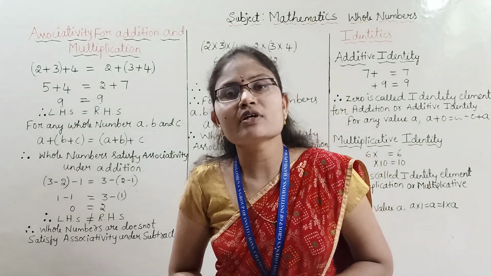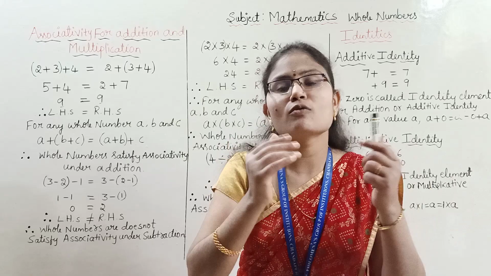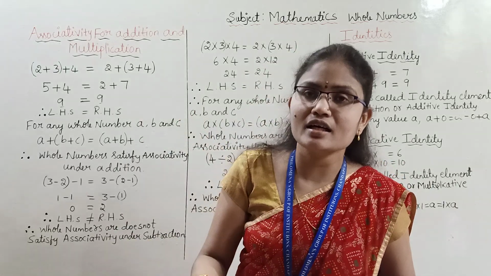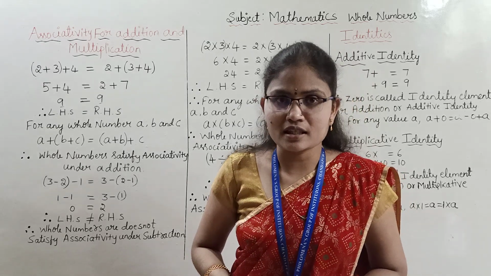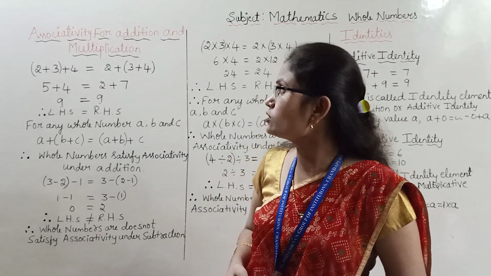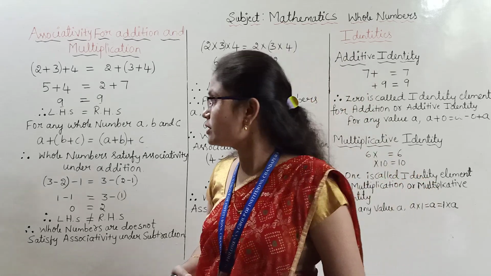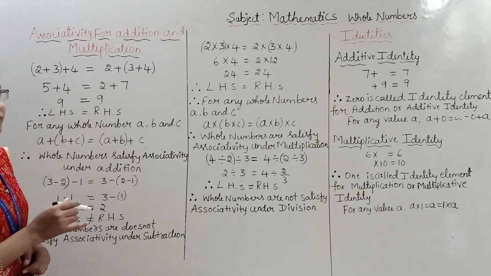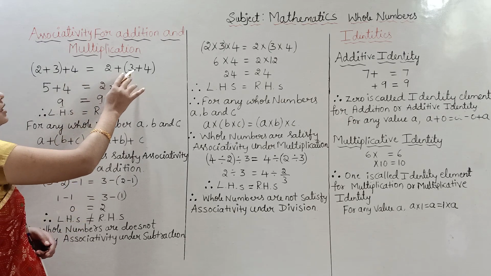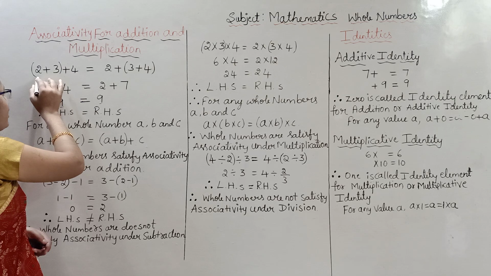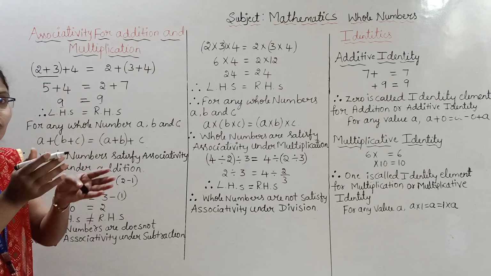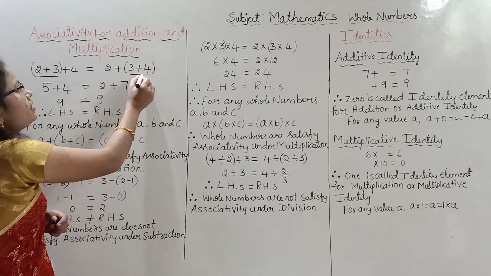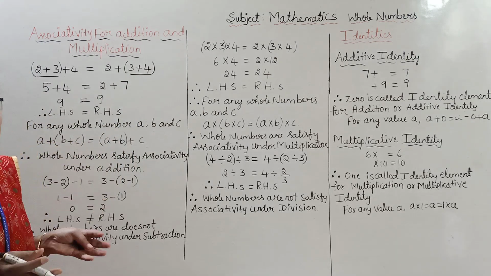In the commutative property, we learned that if you add any whole numbers or multiply any whole numbers in any order, you will get an equal result. In the same way, let us consider associativity. You can observe here: (2 + 3) + 4 = 2 + (3 + 4). On the LHS, I have grouped 2 and 3 as one part. On the RHS, I have grouped 3 and 4.